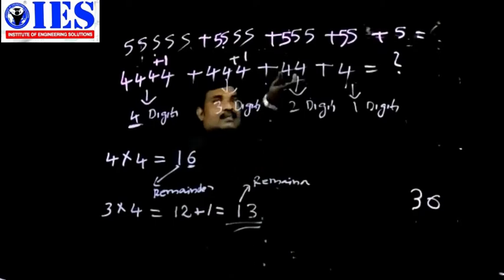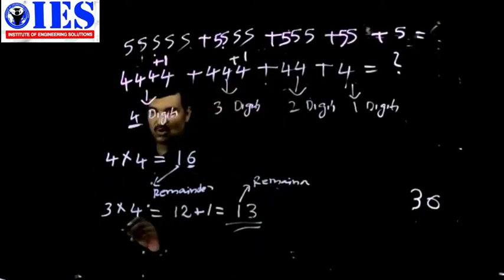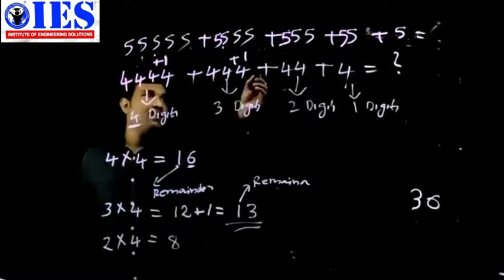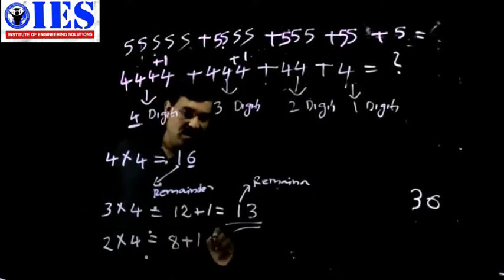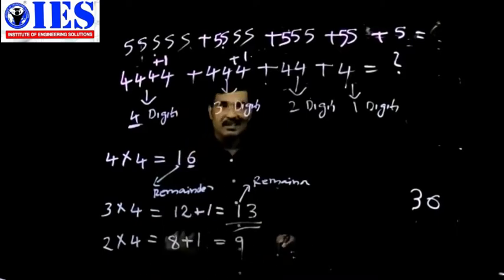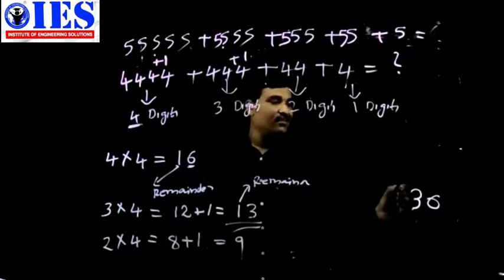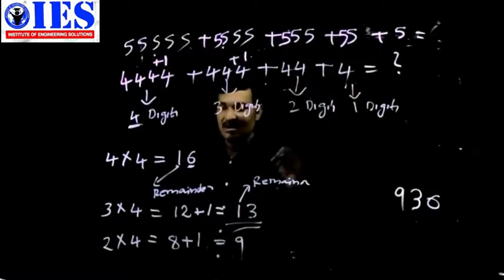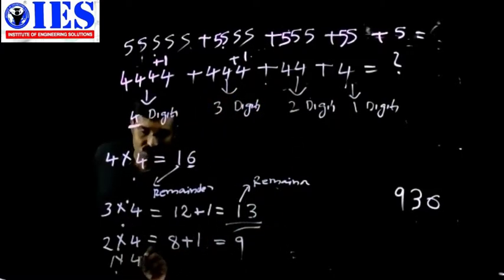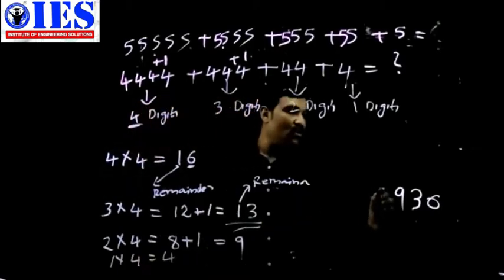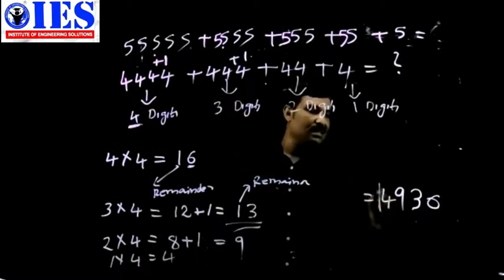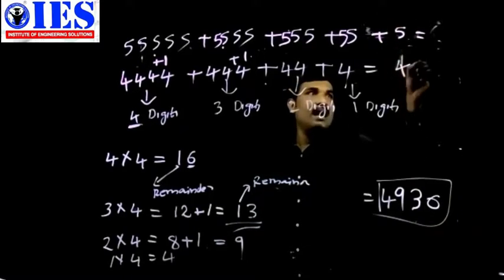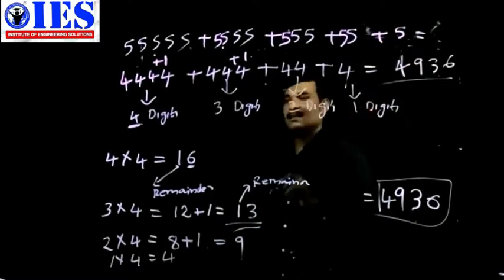Right. Now in this term, we have 2 digits. So 2 into 4, that is equal to 8, plus this remainder, 8 plus 1, that is equal to 9. Now here there is no remainder, right? So we can write this 9 here. Now here is only a 1-digit number, so 1 into 4, that is equal to 4. 4, 9, 6. So this is the answer for this question. 4936, right.